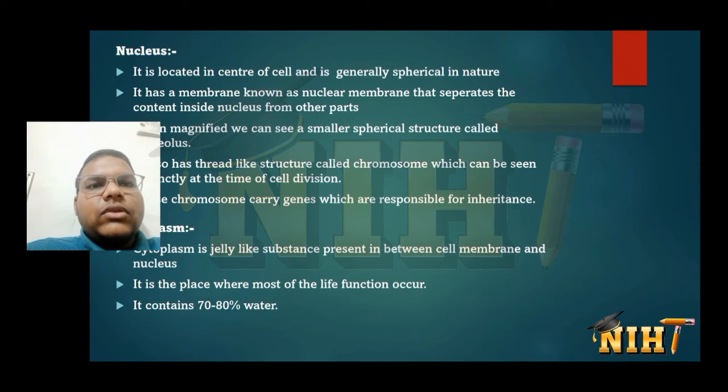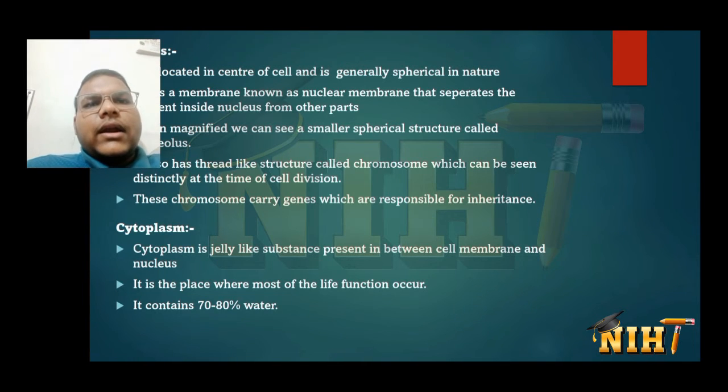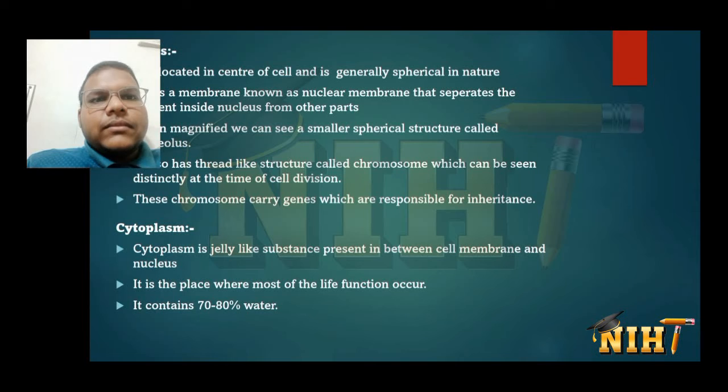Next, we have nucleus. It is located in the center of the cell and is generally spherical in nature. It has a membrane known as nuclear membrane that separates the content inside the nucleus from the other parts. When we magnify the nucleus, we can see smaller spherical structures that are known as nucleolus. And it also has the thread-like structures called chromosomes, which are only seen during the cell division. These chromosomes carry genes which are responsible for inheritance.